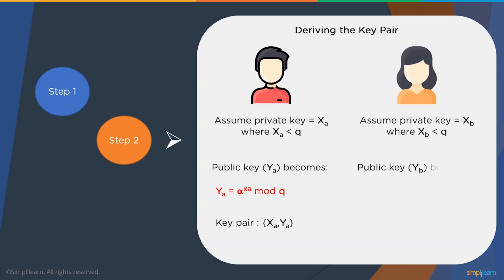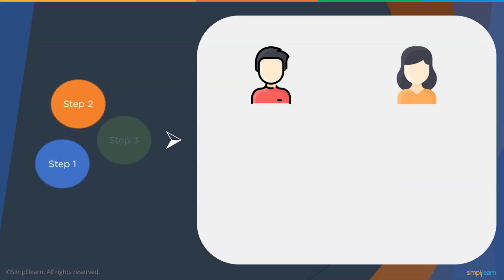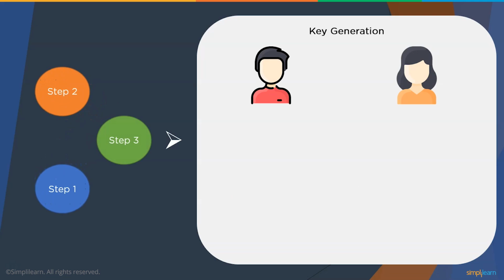The public key of the second user can also be calculated using the formula alpha to the power XB mod Q. Similar to the first user, the key pair will have both the private key and public key, which becomes XB and YB. Finally, in step 3, we have the key generation steps. We already have the parameters for the first user, which will be his private key, the receiver's public key, and the value of Q, which will stay constant.